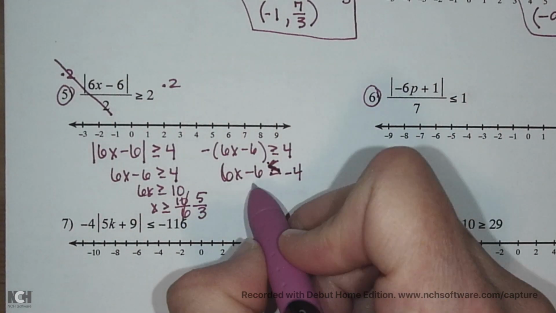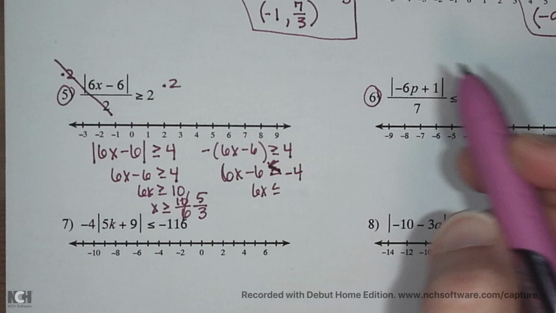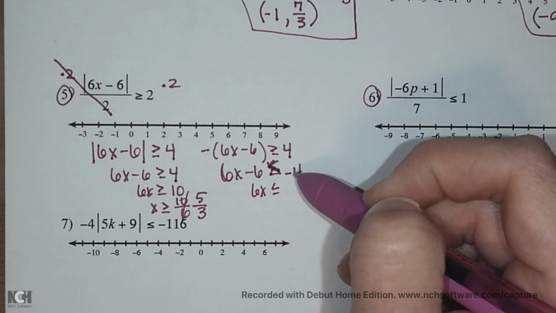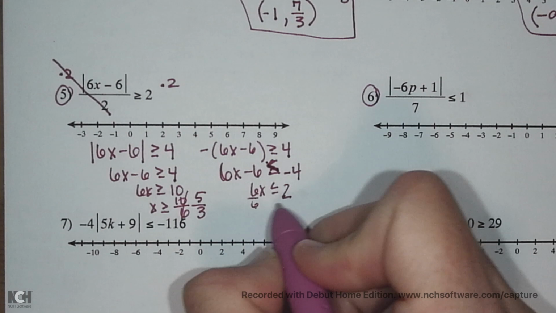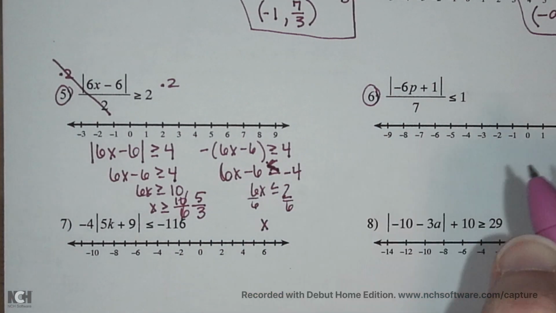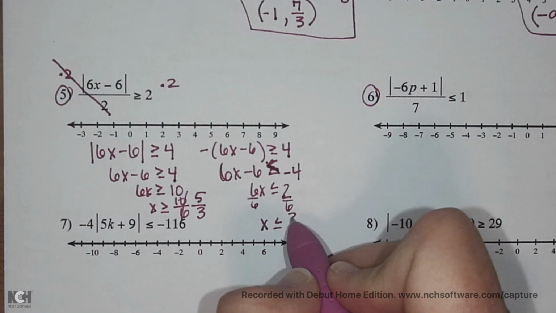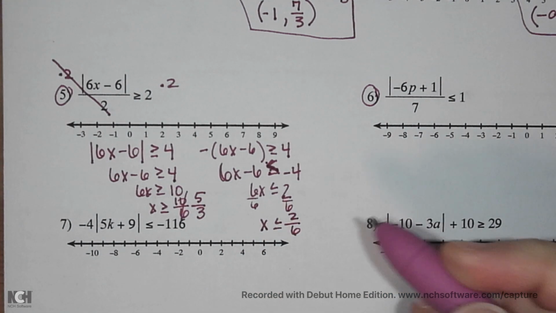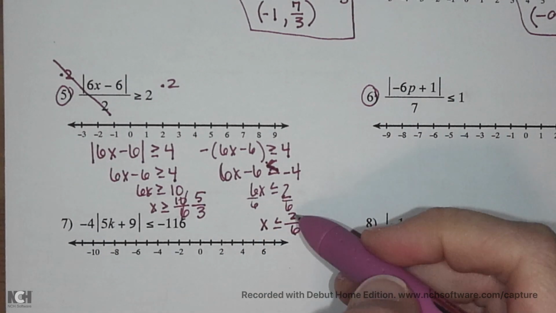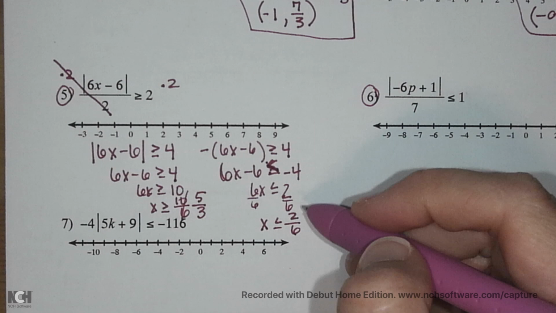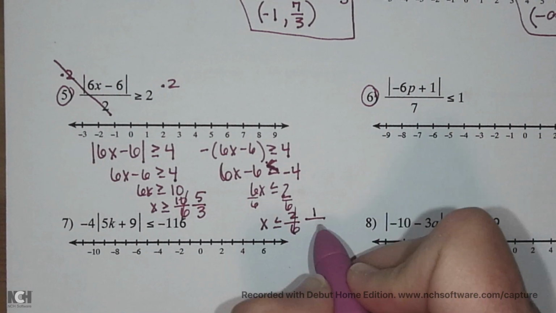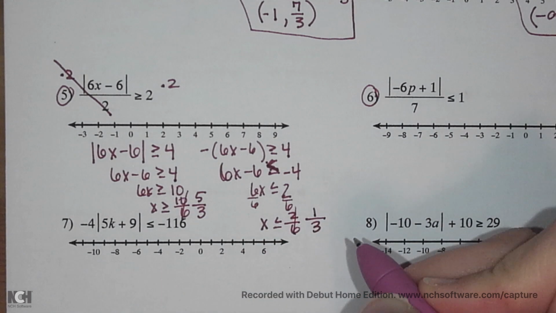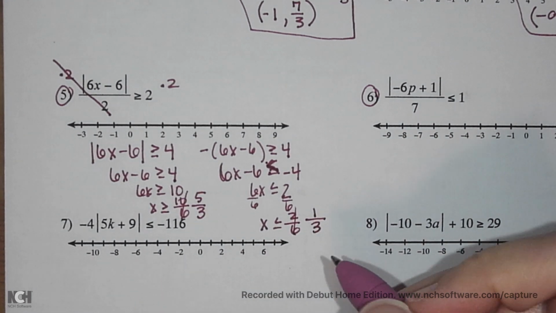Let's get rid of the 6 by adding it. So 6 is less than or equal to negative 4 plus 6, that's 2. And now we've got to divide by 6 on both sides. So x is less than or equal to 2 over 6. Again, this is a fraction that can be simplified. Let's divide the numerator and the denominator by 2. 2 divided by 2 is 1. 6 divided by 2 is 3. And now we have a nice fully simplified fraction.